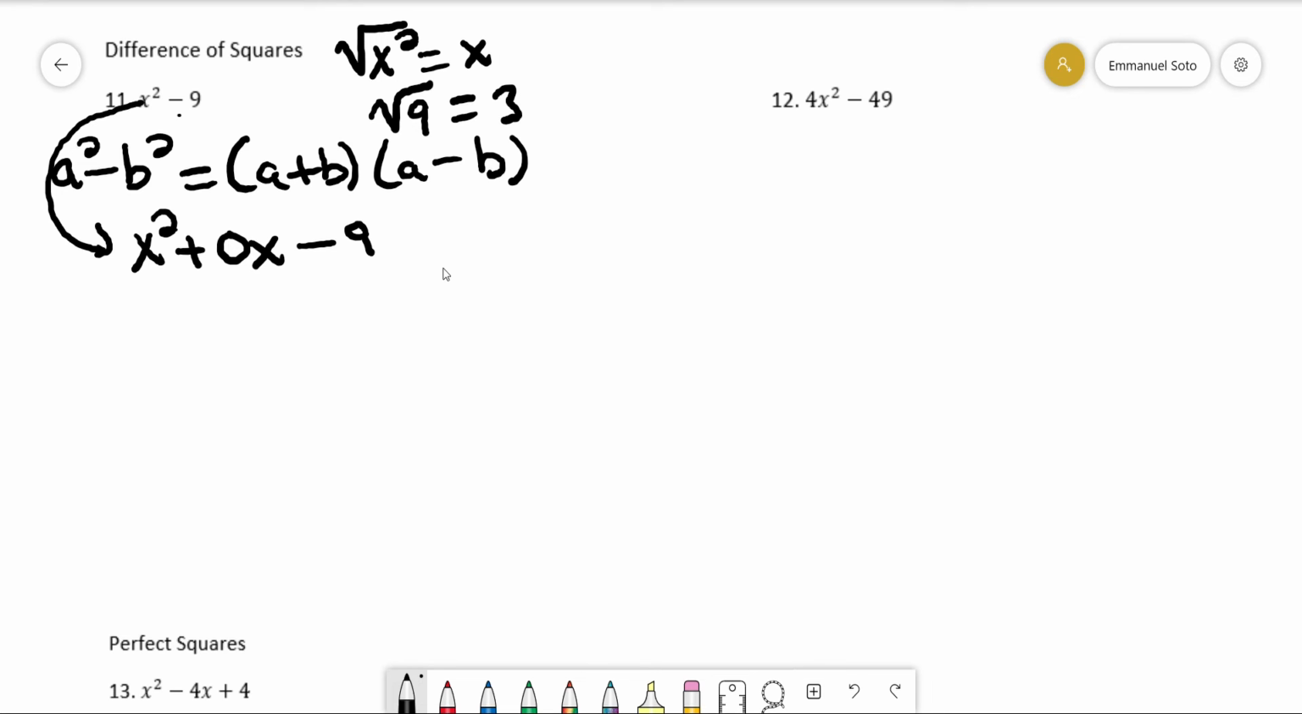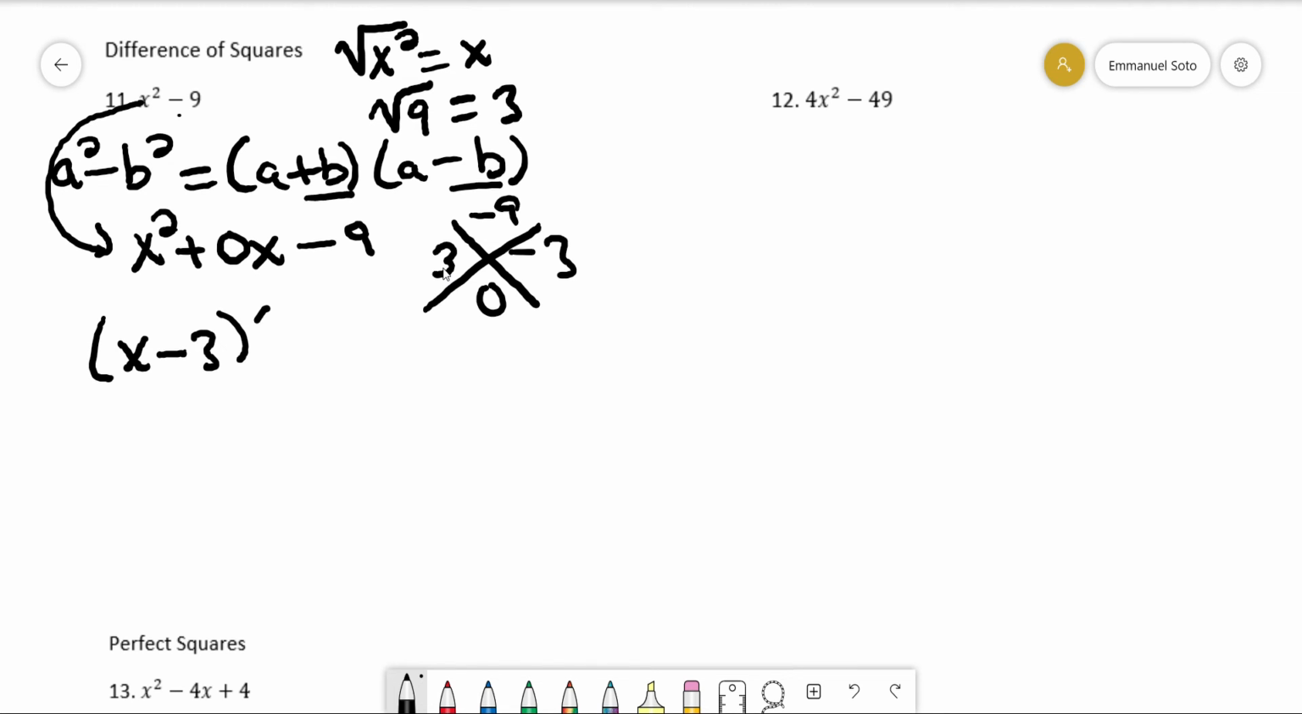In this case, you want to find the factors of -9 that add up to 0. The only way that can work is if you had 3 and -3. In this case, that's your b and that's your negative b. So that's why you have the positive and negative version. So in this case, it would be x minus 3, x plus 3. So you can think of it as a plus b, a minus b, the formula, or you can think of it as the method that we did with the trinomials.